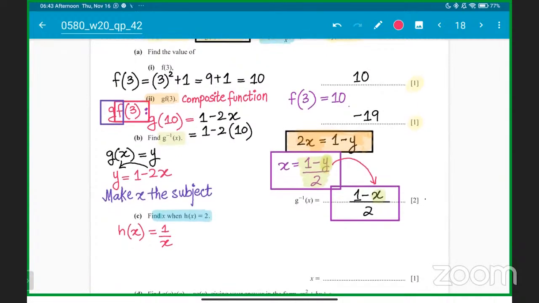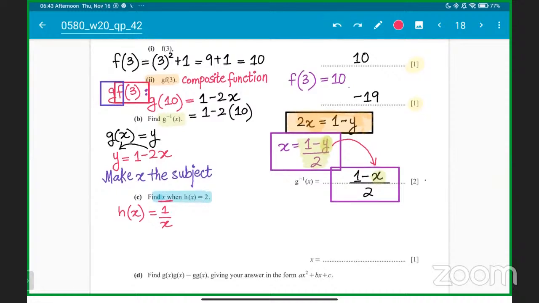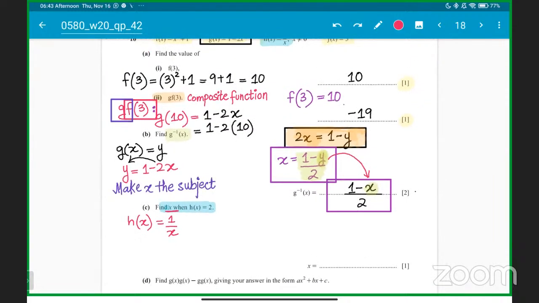Now, in the first part and the second part, students, they were asking us to find the value of y. What will be the answer of the composite function when x value will be 3? But now they are asking you what will be the value of x when the solution is equal to 2. Okay, so when the function is equal to 2, everyone getting it?